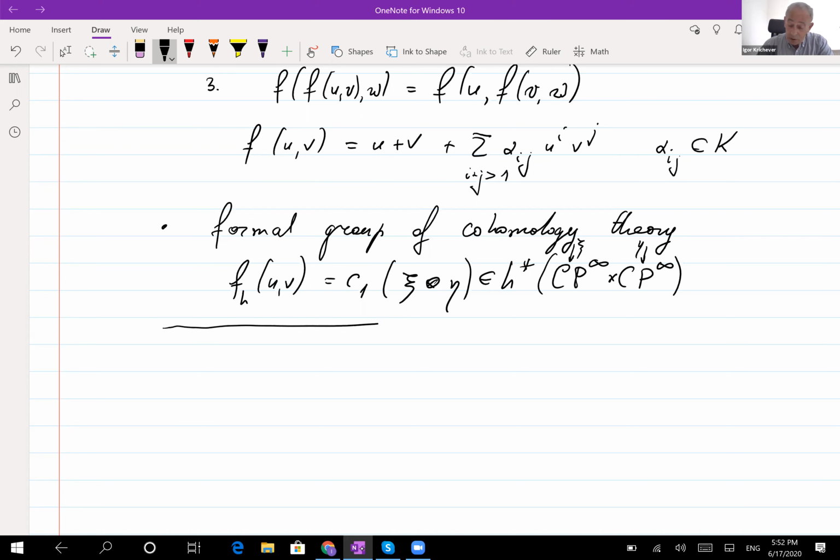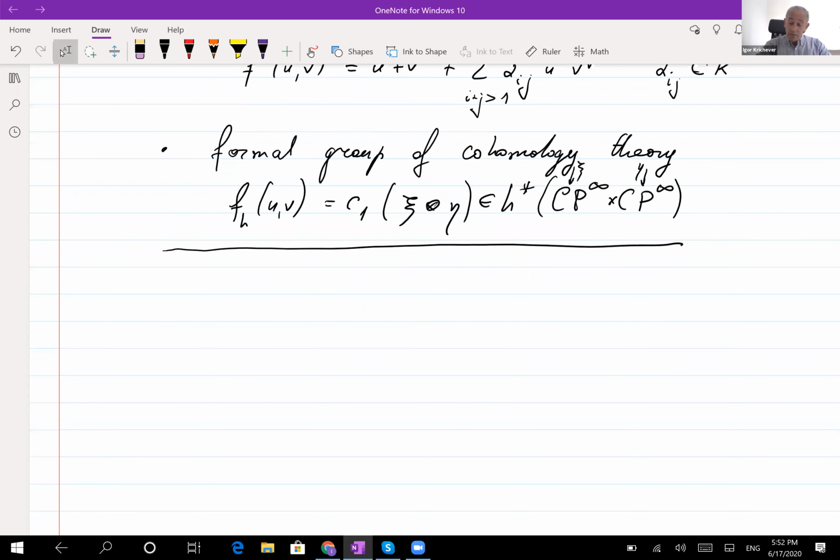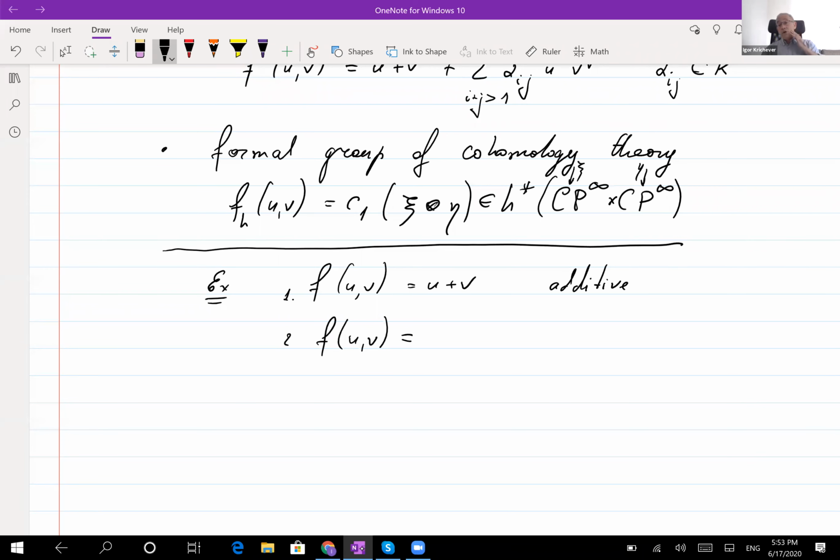Okay, just to explain what I mean, let me give you a couple of examples. Of course, there is a simple example, the usual addition, additive. It's just a sum. This is a formal group. And this group is actually how Chern classes in ordinary cohomology theory behave. So the Chern class of a tensor product of two line bundles is a sum of Chern classes. This is one example. The second example is how Chern classes in K-theory behave, called the multiplicative group. It's U plus V plus UV. Multiplicative.